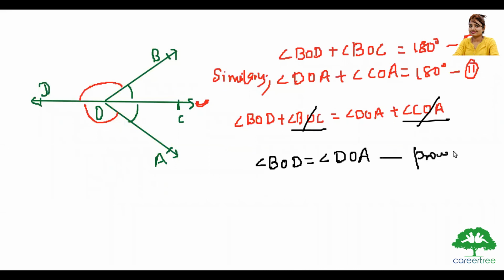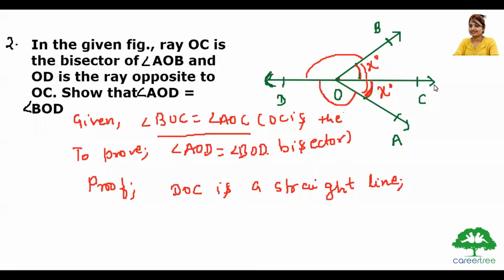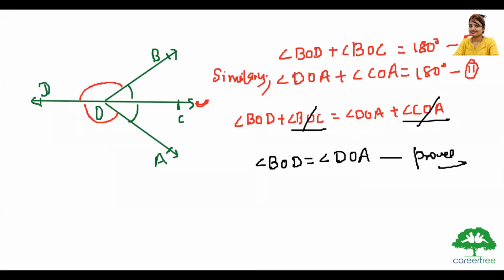So proved. What we have used in this is the straight line property, the linear pair property, or the fact that the sum of the angles on a straight line equals 180 degree. If you use this, you will get two equations and both are equal to 180 degree, which means both are equal. We can equate the LHS and we will get the proof. So the required statement is proved.